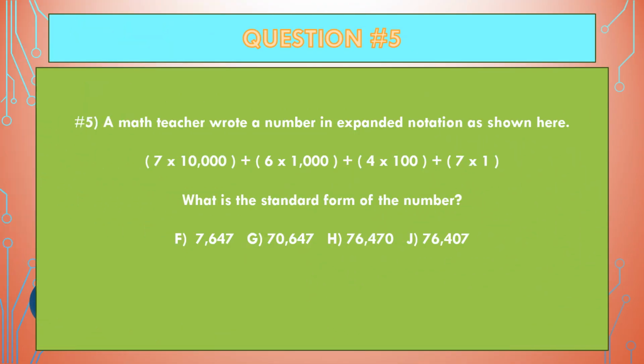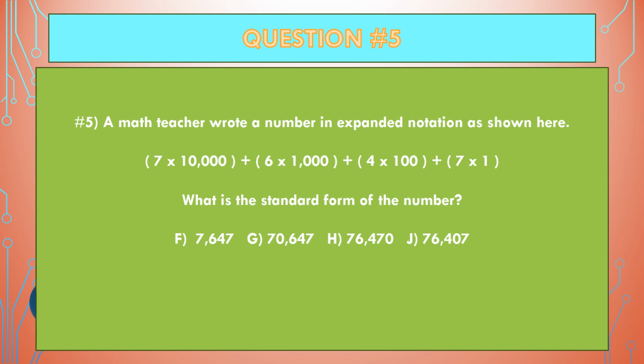All right, let's take a look at question number 5. A math teacher wrote a number in expanded notation as shown here. 7 times 10,000 plus 6 times 1,000 plus 4 times 100 plus 7 times 1. What is the standard form of the number?